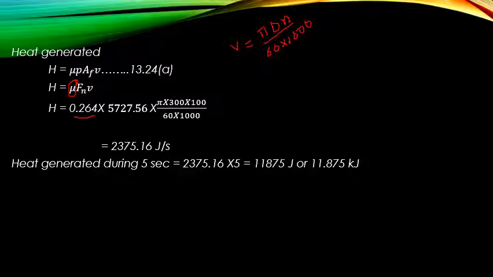So therefore, heat generated during the 5 seconds, this is what is asked in the problem. So the brake is applied for 5 seconds at full capacity. So therefore we need to multiply this with 5, that is 2375.16 into 5, that will give us the answer 11,875 joules or 11.875 kilojoules.